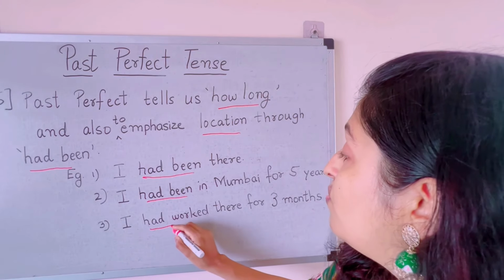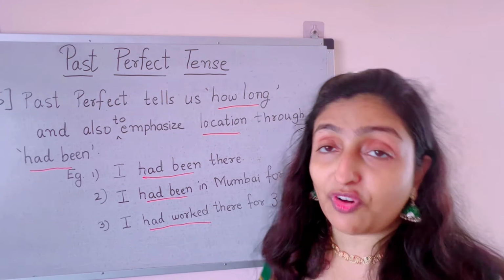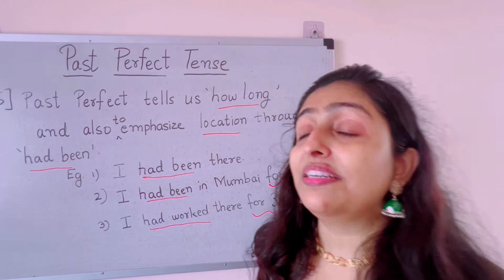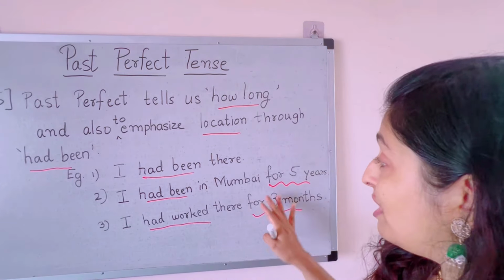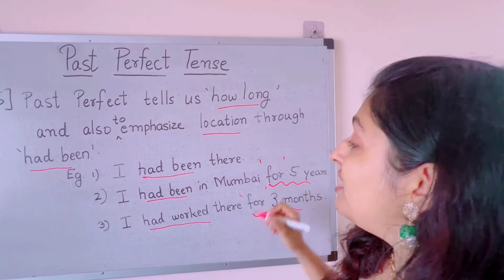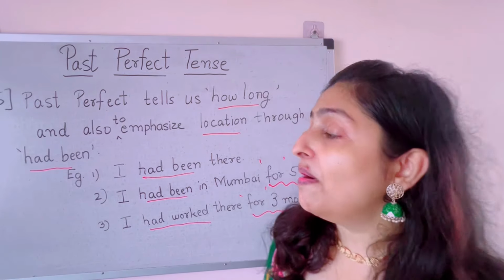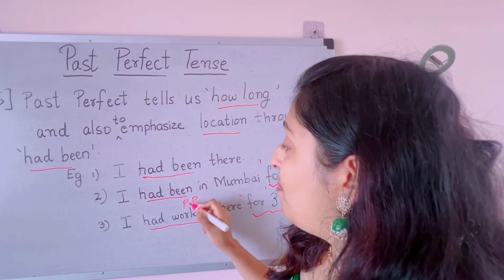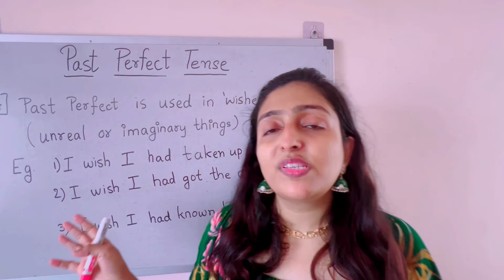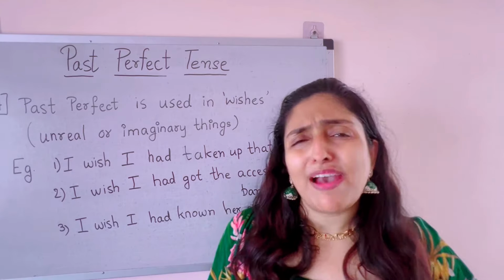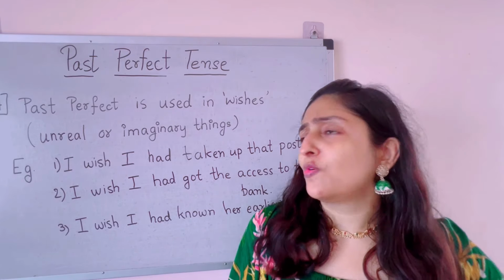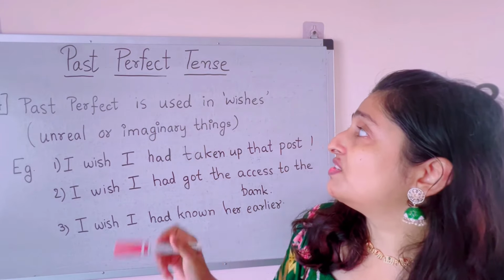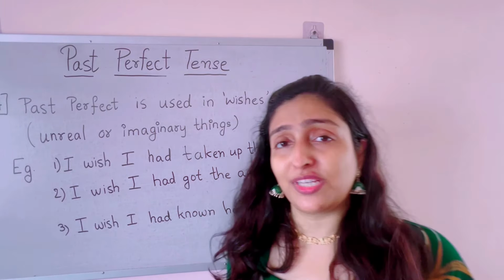Next is I had worked there for 3 months. To depict or denote a time duration with for, we use past perfect. So I hope it's clear. This is past perfect. So this is rule number 7, and compared to all other rules, this is quite easier. Past perfect is used in wishes.